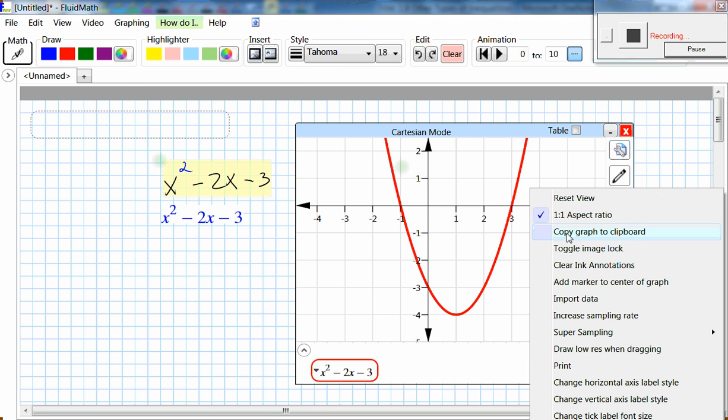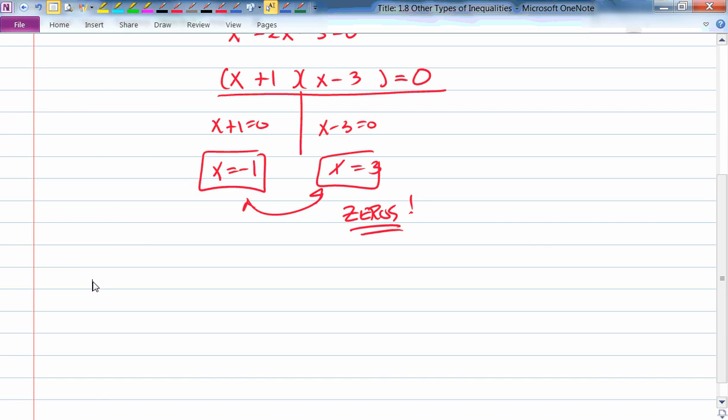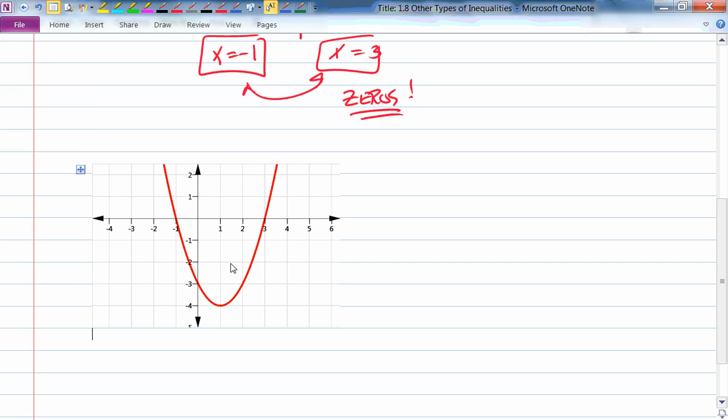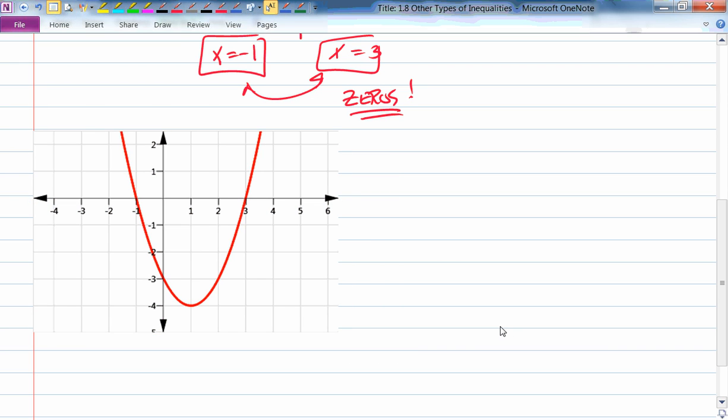So I'm going to copy this graph, okay? I'm going to bring it back over here, and we're going to do some investigating. Okay, here we go. There's my graph, all right? So they are indeed the x-intercepts. There's the point 3, 0. Here's the point negative 1, 0, because at that particular point, 3 and negative 1, the output is 0. Okay, this is all review. You feeling pretty good about this?